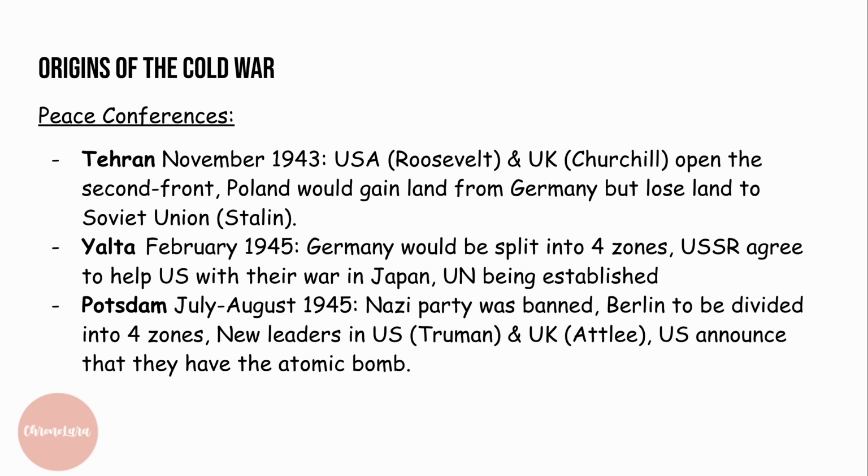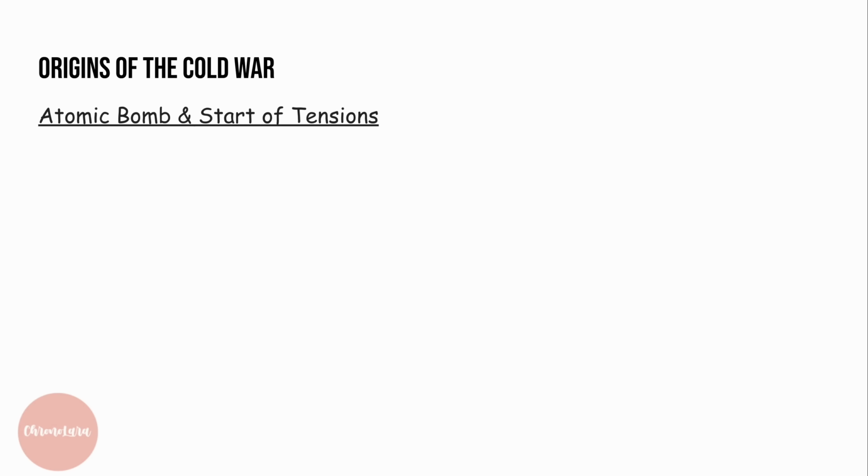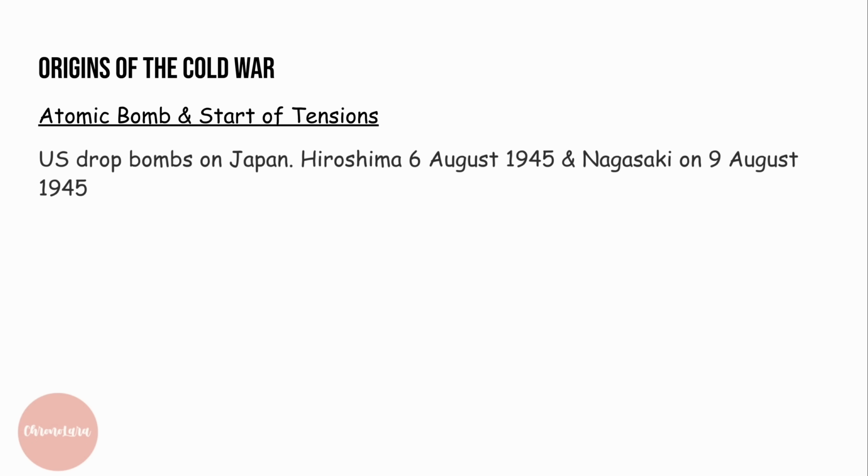Nazi Party was banned and war criminals were to be prosecuted. Berlin is to be divided into four occupation zones: France, US, UK, and USSR. There are new leaders in the US and UK. US have Truman now and UK have Attlee. US also announced that they have an atomic bomb. This is important because this starts tensions.